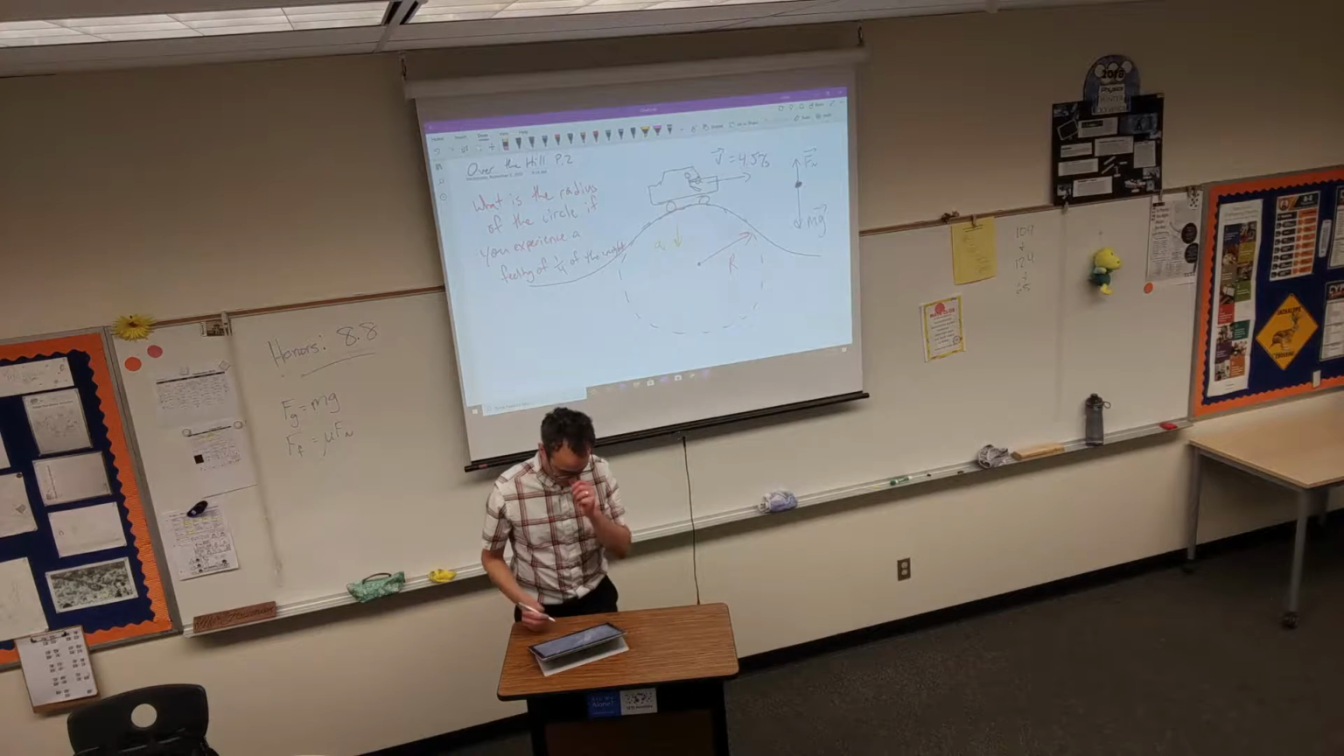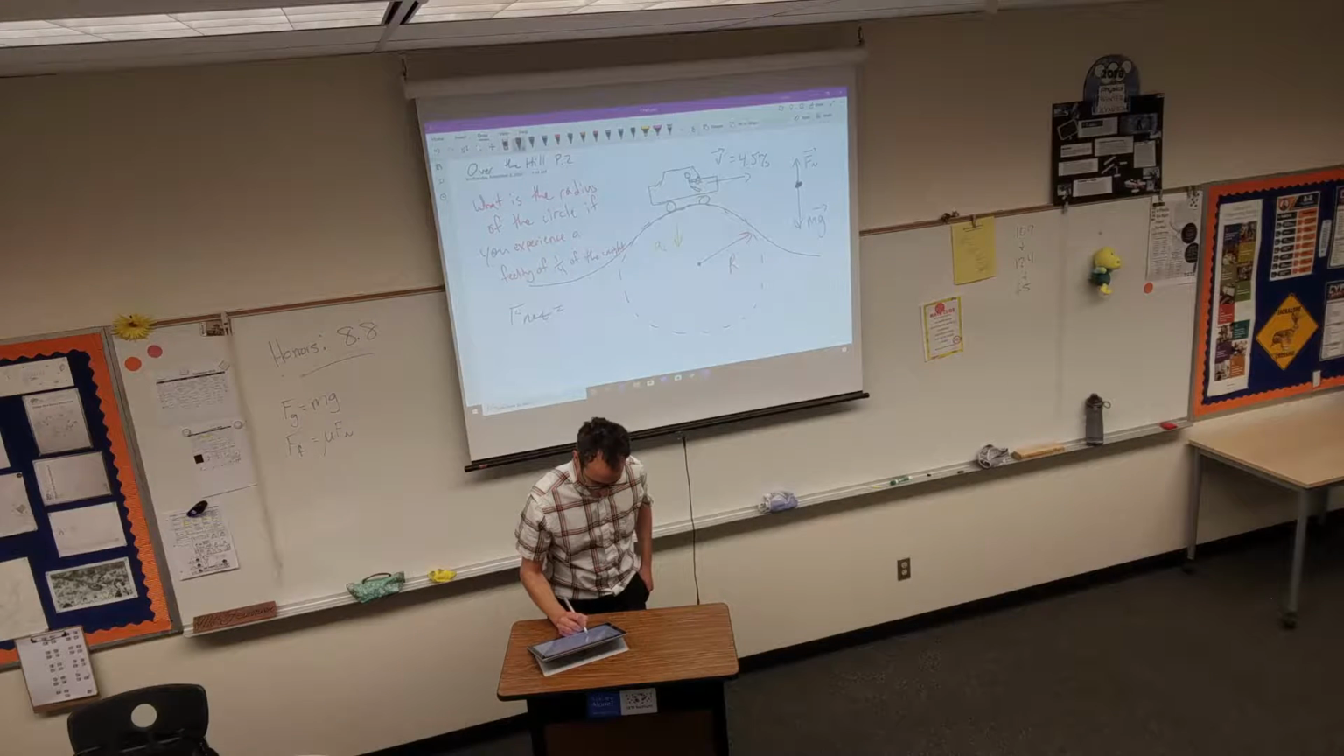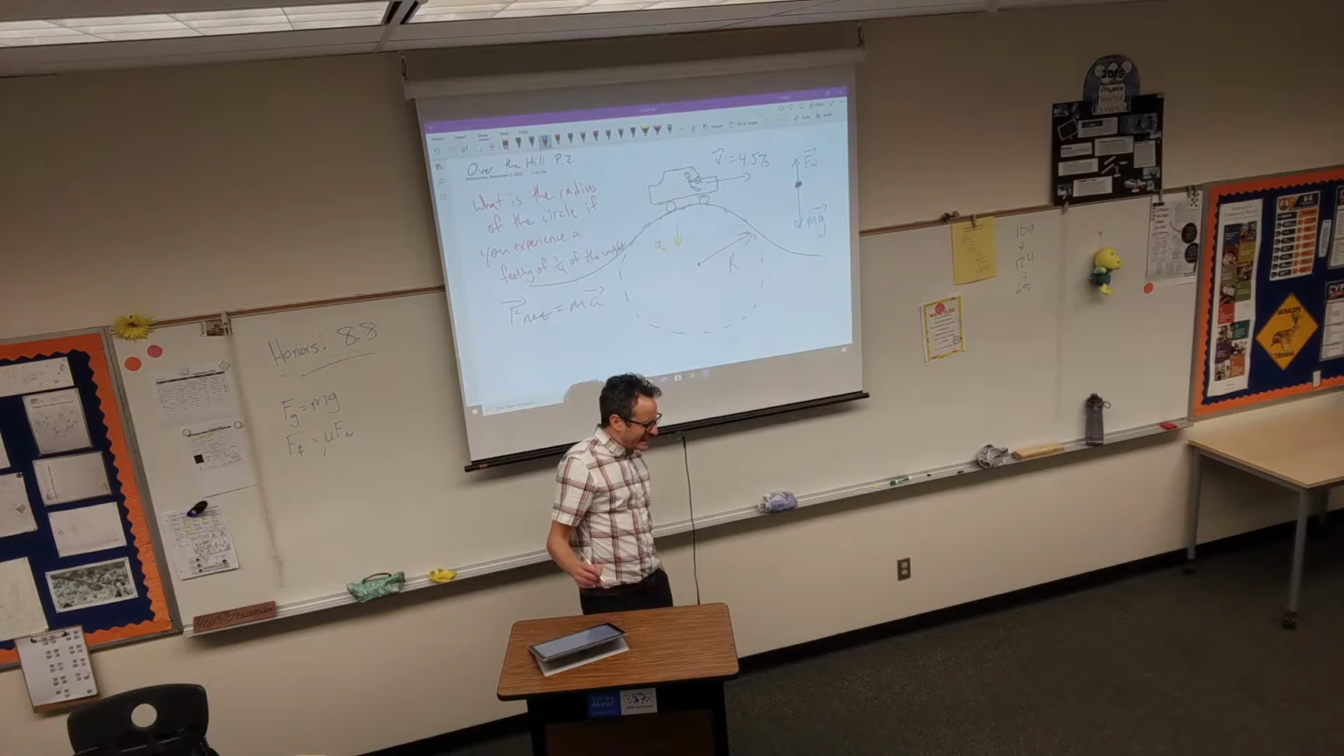So, all right. I'm going to apply the second law. That's what always comes next. You draw a free body diagram, you apply the second law. And F net in this case is going to be the centripetal force.